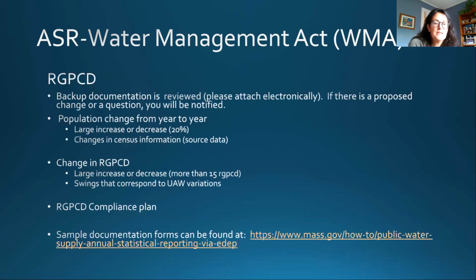We also look at your RGPCD. Backup documentation is required and reviewed. Please attach it electronically if you can. If there is a proposed change or question, you'll get a letter. Things we look for: population changes from year to year, large increases or decreases, changes in your source data, large swings in RGPCD, and swings that correspond to UAW variations. We also check and see if, according to your permit, you should have submitted a compliance plan, and if it has been submitted. And we do have sample documentation forms that can be found on the website in the last bullet there.